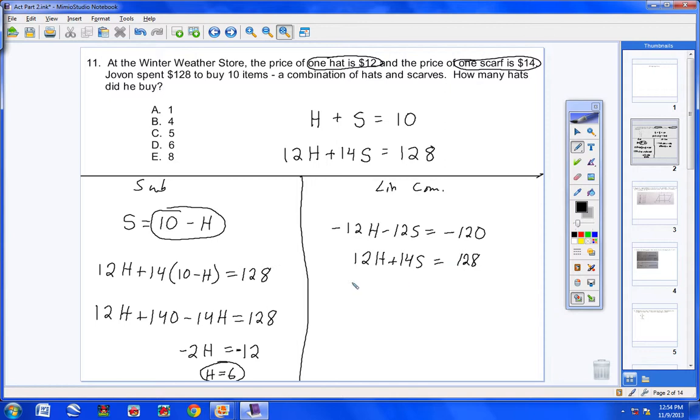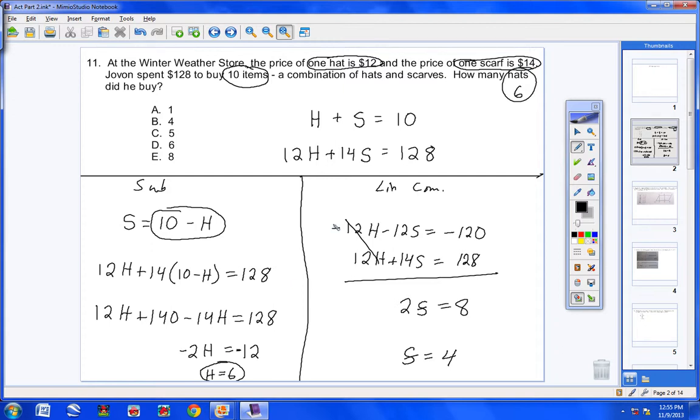And now let's add these two equations together. These cancel. A negative 12 and a positive 14 is 2s equals negative 120 plus 128, which is positive 8. Divide both sides by 2, and the number of scarves that I purchased is 4. Now the only problem with that is that's not what they asked me. They asked me how many hats did he buy. So I know he bought 10 items altogether. So if he bought 4 scarves, then I know that he bought 6 hats, which is the exact same answer I got here.